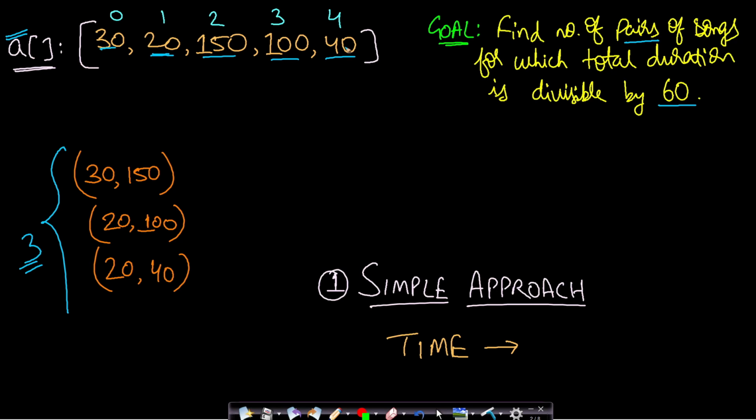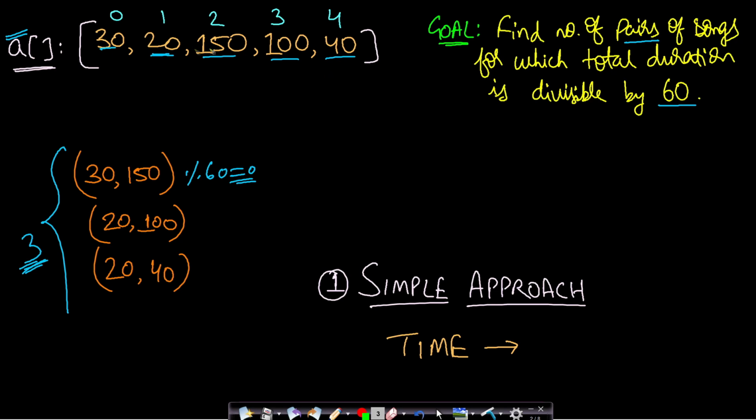But how do you actually find the pairs? You need to just return the total number of pairs in such a way that adding the values of two songs you can divide by 60, right? So the mod value should be equal to 0. So how do you actually find the pairs?